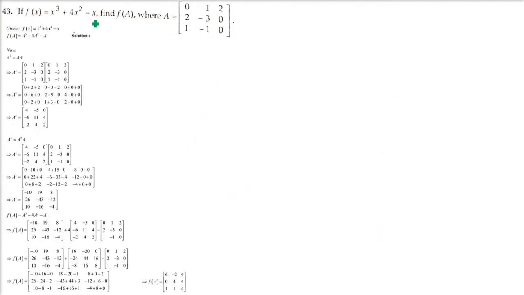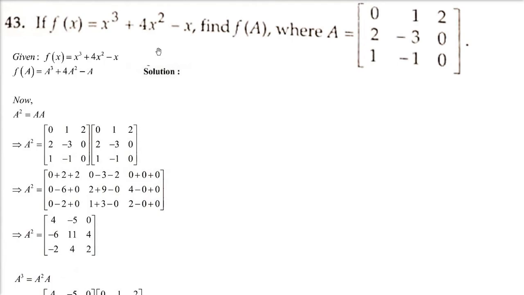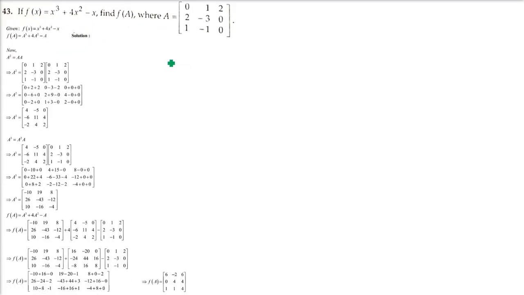f(x) equals x cube plus 4x square minus x. f(A) is this. So again, same thing. In place of x, just replace it by A. So let me show it here. It will take a lot of time to do it. So this is f(x) equals x cube plus 4x square minus x. Replace x with A. So it will be A cube plus 4A square minus A.